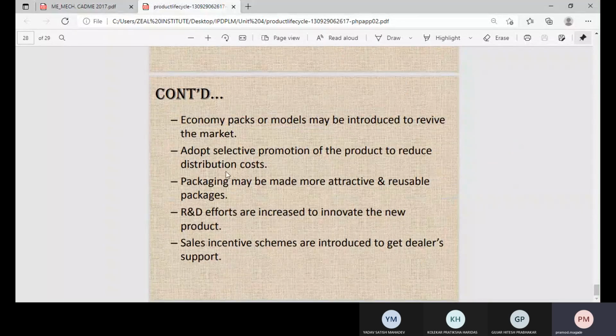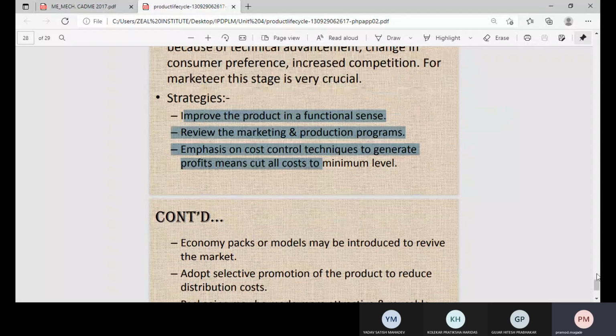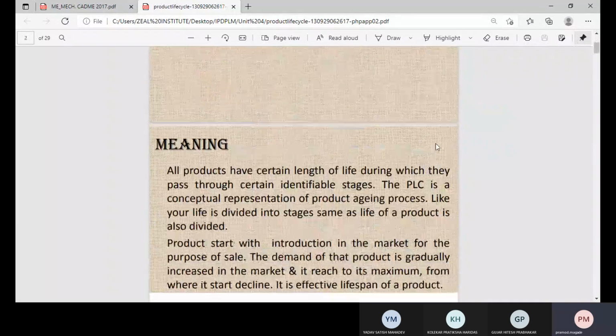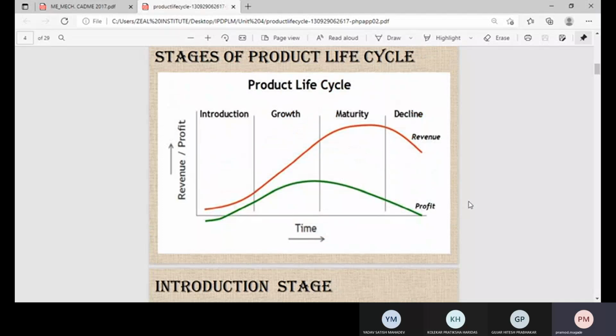So likewise, so this is about the product life cycle we have seen and the management on the basis of 4 stages. So I hope you understood this PLC.